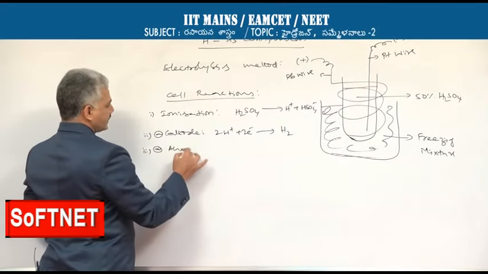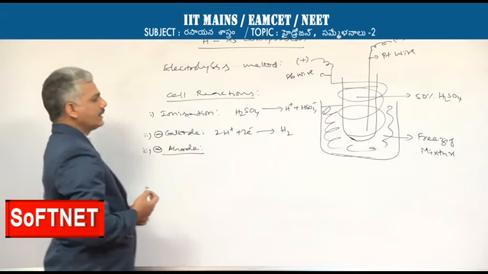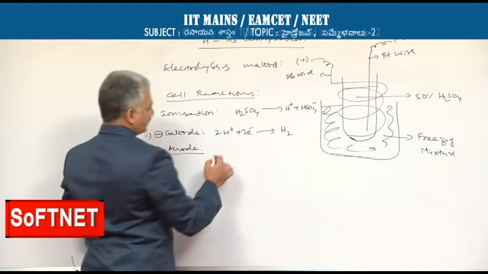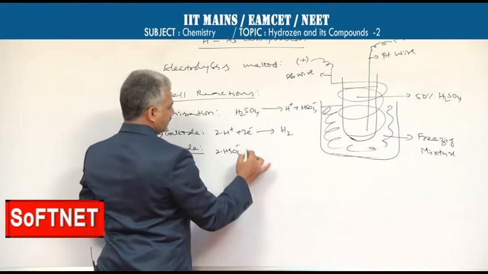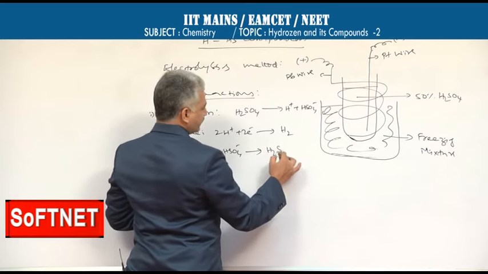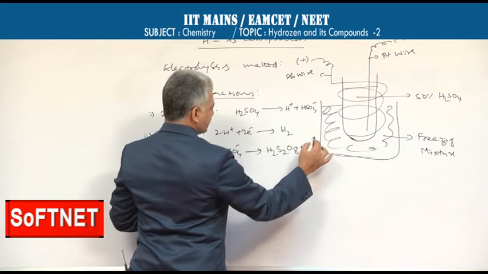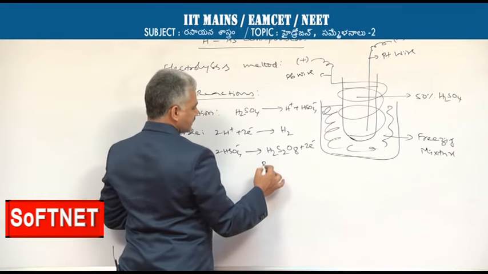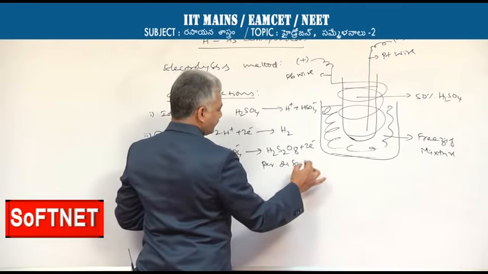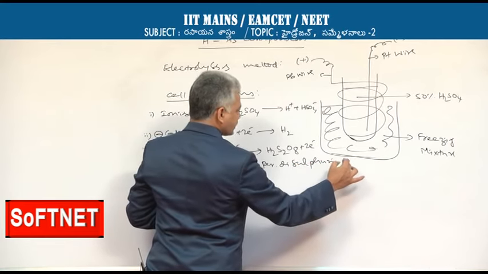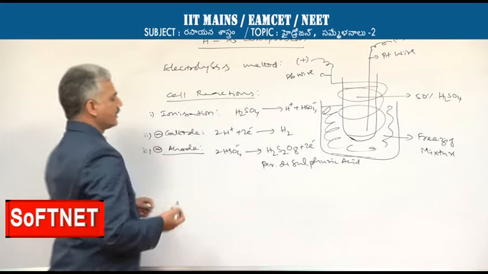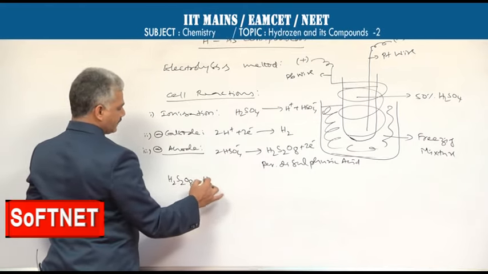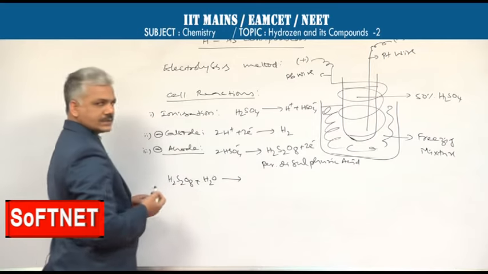Then reactions taking place at anode. The anion bisulfate ion is attracted towards anode. Two bisulfate ions will be converted into H2S2O8 along with the liberation of 2 electrons. This acid is called per-disulfuric acid. This per-disulfuric acid undergoes the process of hydrolysis in 2 stages.